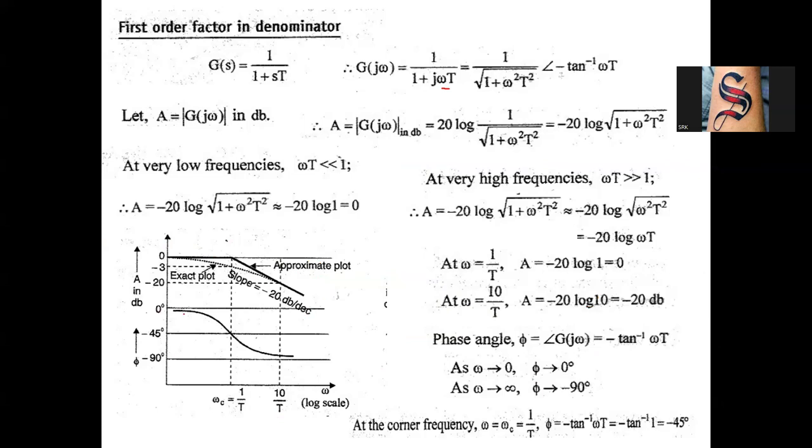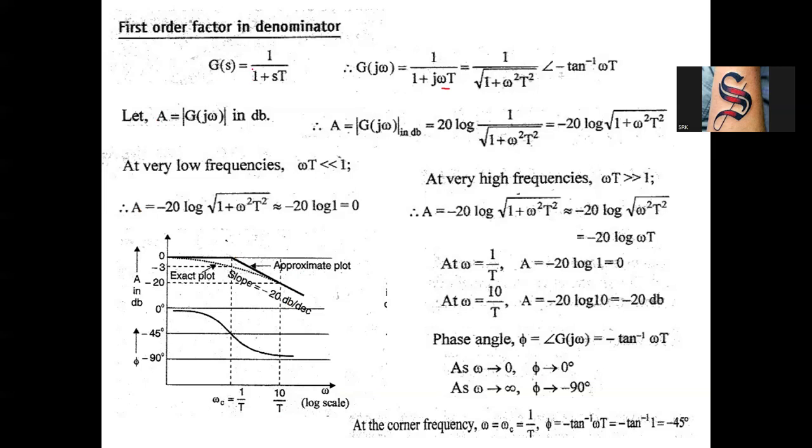And what about the phase angle? The phase angle will vary from 0 to minus 90 degrees as the frequency varies from 0 to infinity. Clear? So that's the difference between the integral factor and the first order factor in the denominator. For the integral factor, the magnitude response is always minus 20 decibels per decade from the initial frequency to the final frequency. Whereas for the first order factor, initially the magnitude is 0 decibels until the corner frequency. From the corner frequency onwards, the magnitude is minus 20 decibels per decade.